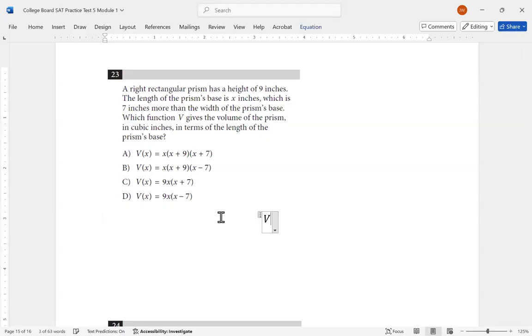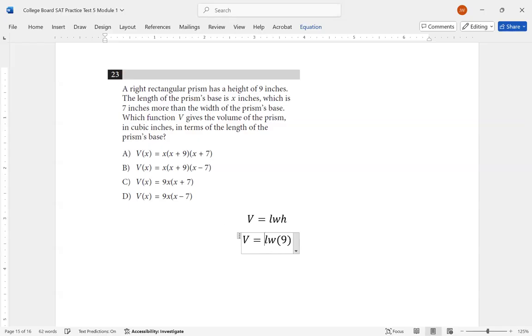So volume is length, width, height, and it doesn't matter what order you write those in. And this one says the height is 9 inches. So we're just going to replace the H with a 9. The length is x. Let me write V equals. So we replace the L with an x.